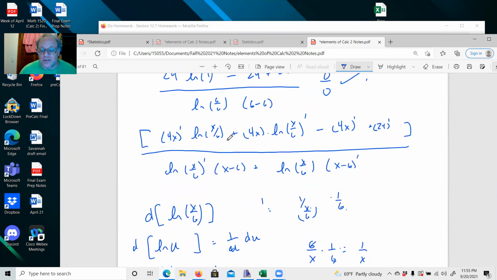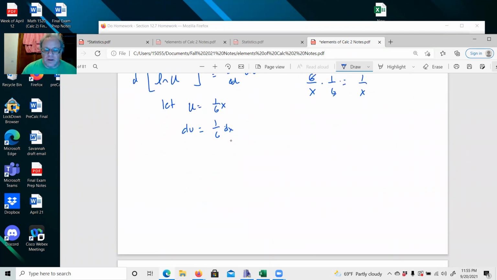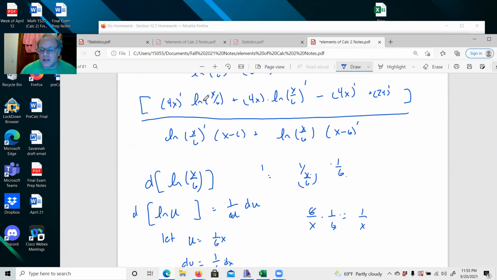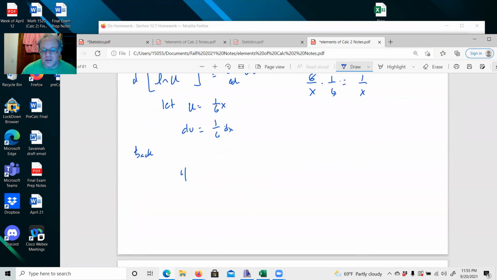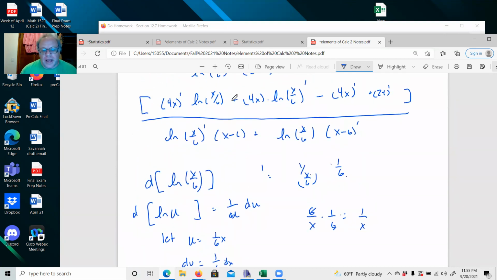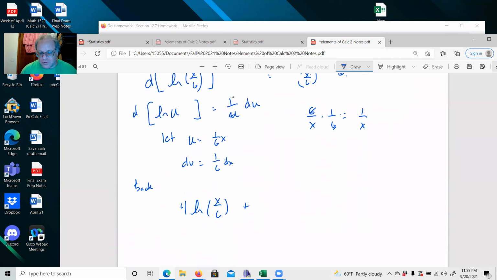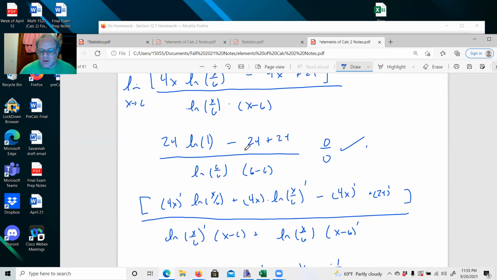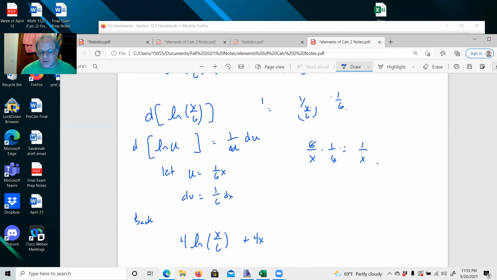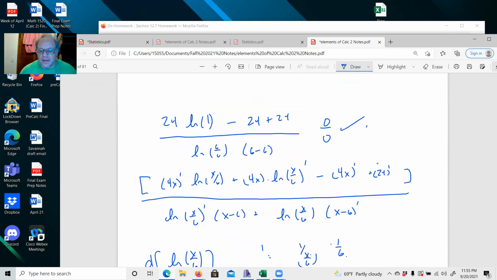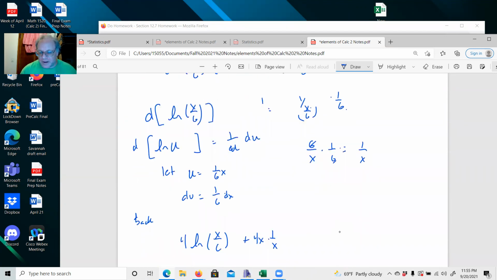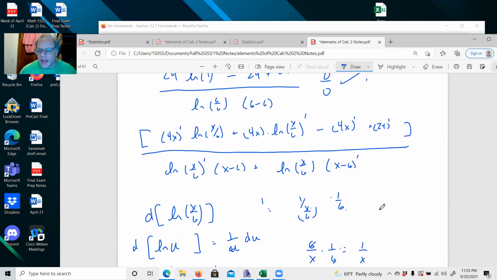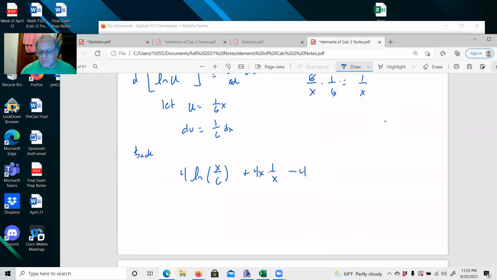Then we can go back here and ask, what's the derivative of 4x? Well, that's 4. And we're not touching this because it's just natural log of x over 6. Then we add 4x, so plus 4x. And then what is the derivative of natural log of x over 6? It's 1 over x. What's the derivative of 4x again? It's minus 4. And what's the derivative of 24? 0.